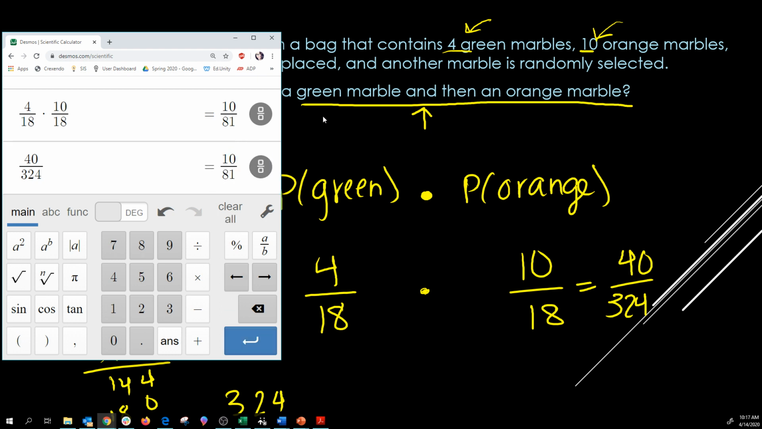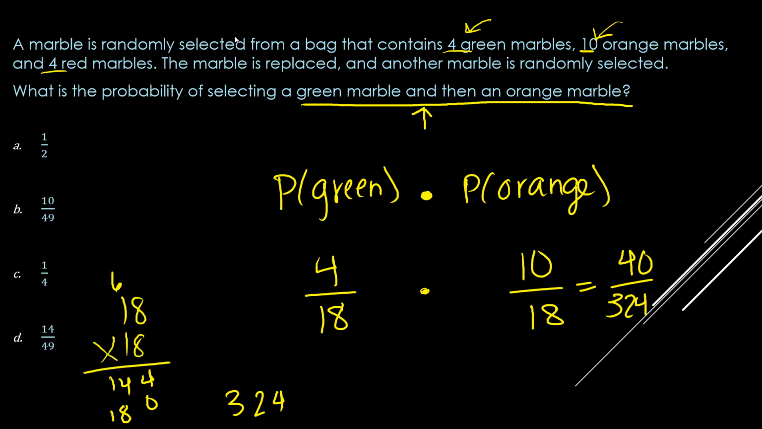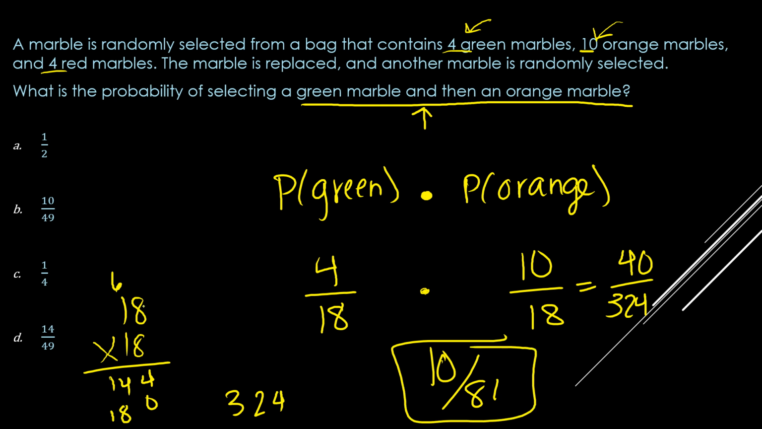So the probability of me picking a green marble first and then an orange marble second would be 10 over 81. And I apologize, I did something weird with my answer choices for this problem. So the correct answer isn't listed here, but this is the correct probability, and this is how you would solve a problem similar to this on your exam.